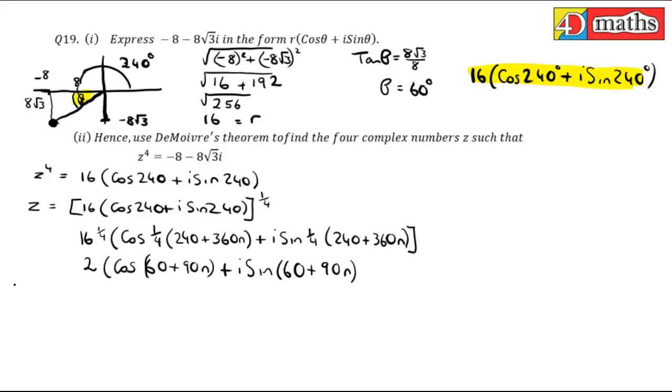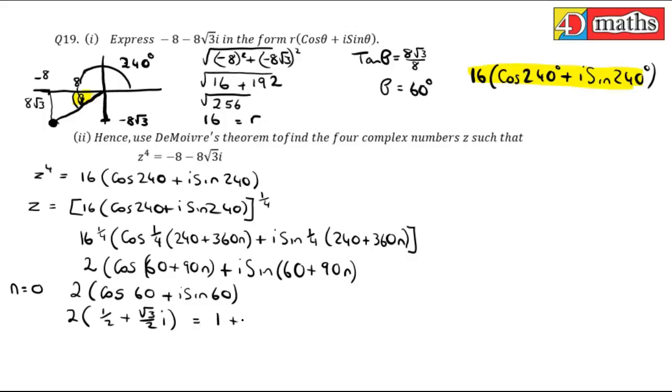Now we want to generate our numbers. Okay, so we generate numbers by calling n equals 0, n equals 1, n equals 2, and n equals 3. Okay, because we want 4 different answers because there were 4 roots. So we put n equals 0 first of all, so it will be 2 cos, we put in 0, this would just be cos 60 plus i sin 60. Working this out, cos of 60 is a half plus root 3 over 2 i. Sine of 60 is root 3 over 2, and this works out to be 1 plus root 3 i. So there's my first answer.